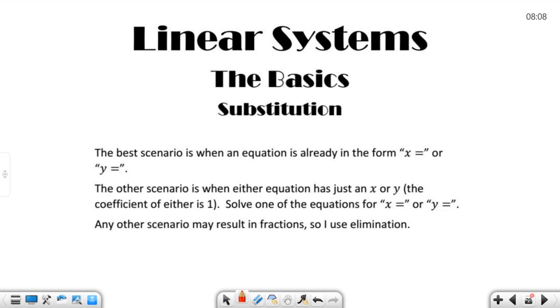If all my coefficients are not 1 on x's and y's, you can still use substitution, but you may have a lot of fractions involved, and I don't know anybody that likes to use fractions. You can say you do, but you're probably telling me a story.